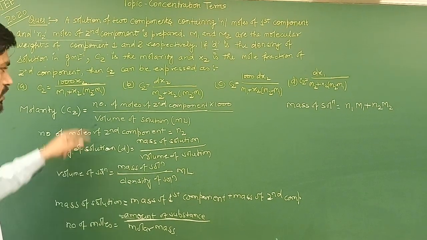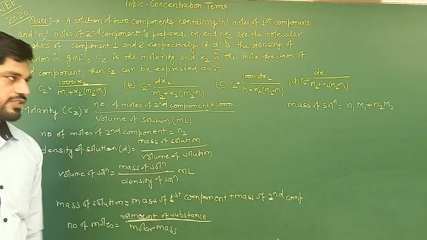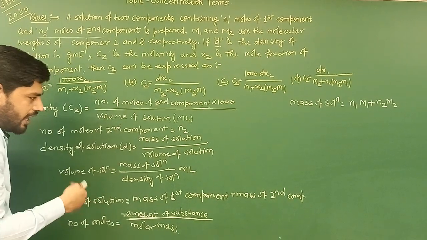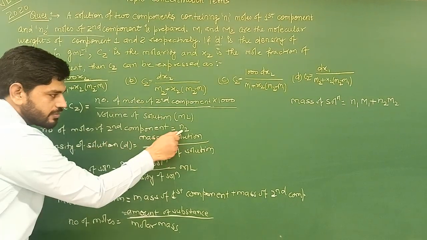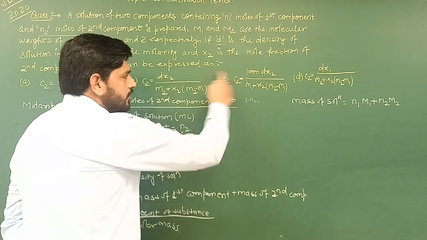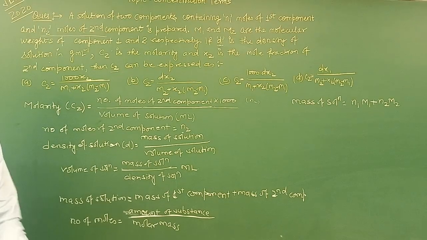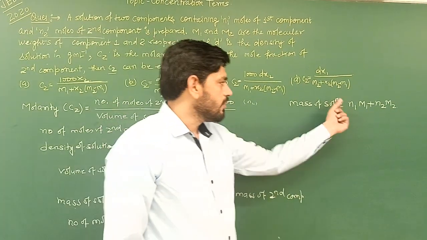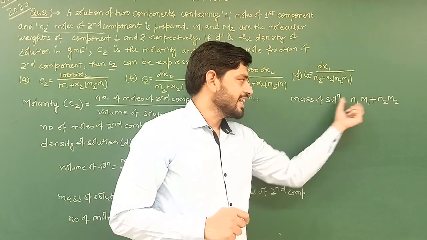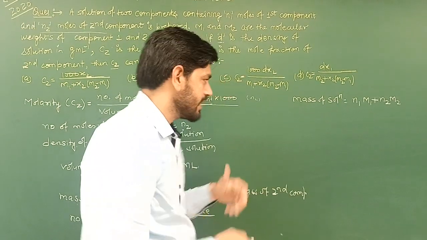How can we do that? Because there is no N1 and N2 in the expression. But the numerator has N2. How will I know? Because the number of moles of the second component is N2. Therefore, there should be N2. But there is no N2 in the option. So it means we have to convert this N1 in terms of N2 also, so that we can take out the common and this will cancel out. How can we do this?